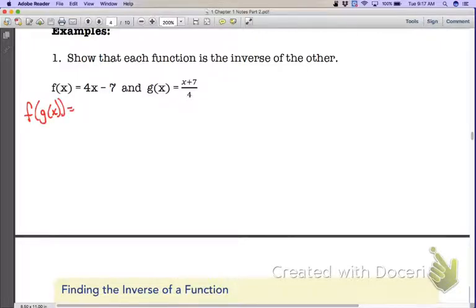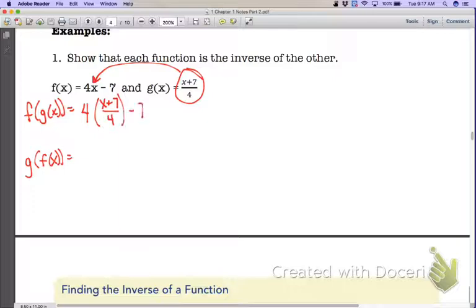So I'm going to do f of g of x and g of f of x. And I'm just going to go with what we did yesterday. So if it's f of g of x, that just means that I'm going to take this part right here and replace it with the x that I have there. So 4 times x plus 7 over 4 minus 7.